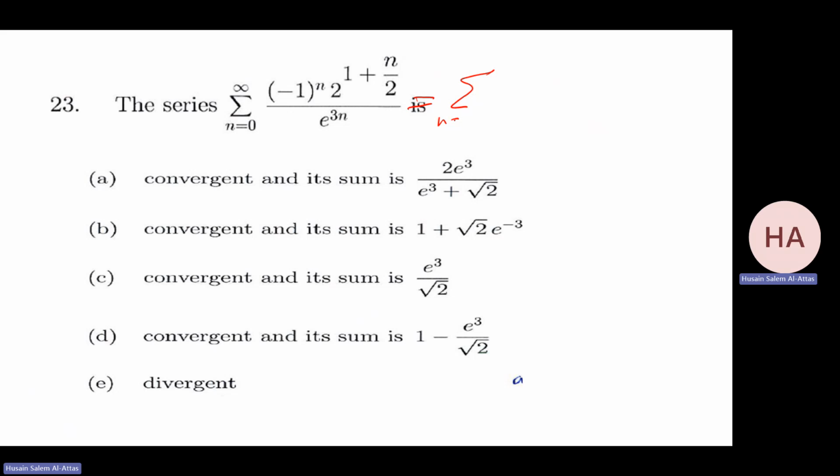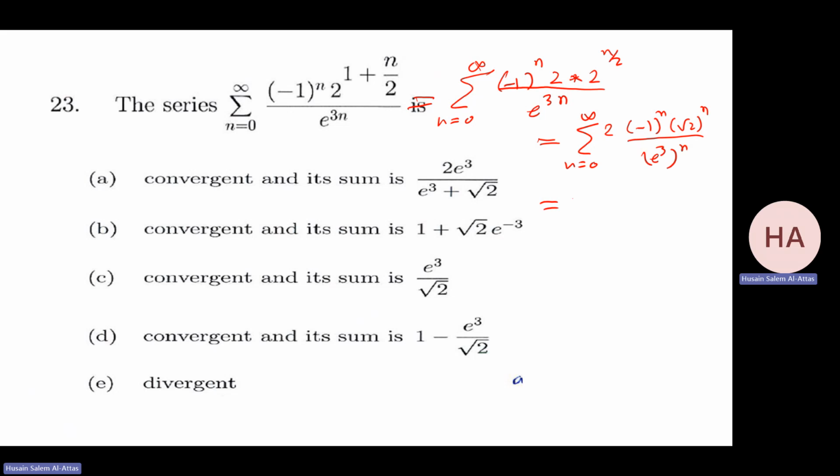That will be the summation n equals 0 to infinity of (-1)^n times 2 times 2^(n/2) over e^(3n). Two is just a number, so put it outside. Then it's the summation of (-1)^n times (square root of 2)^n over (e^3)^n. That gives me the summation n equals 0 to infinity of 2 times (minus square root of 2 over e cubed) to the power n. So this is now my r.